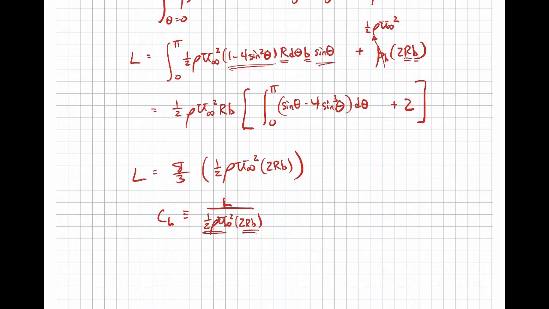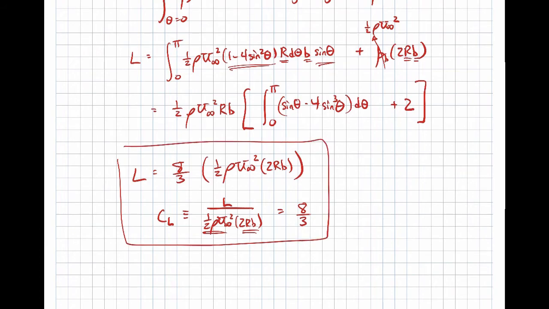The area is sort of the projected area you see from the top, and that comes out to be 8/3 if you make it dimensionless. Just another way to express the lift. You can express it both ways. So that would be the lift.